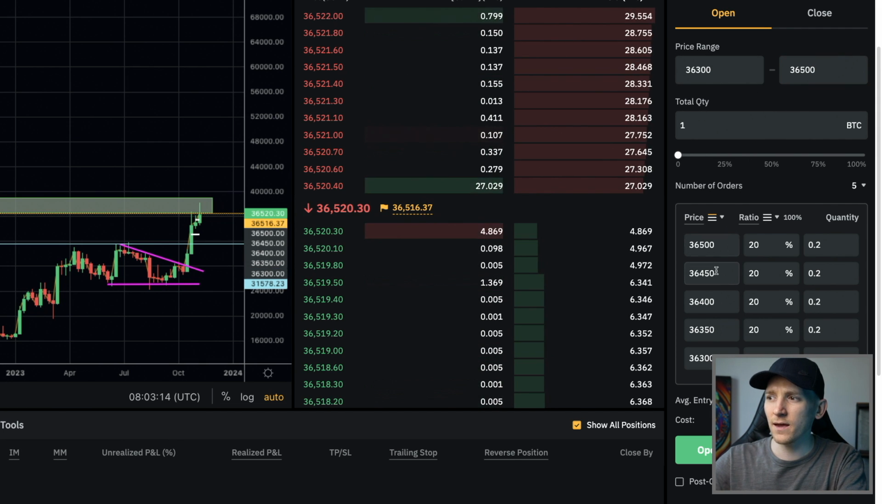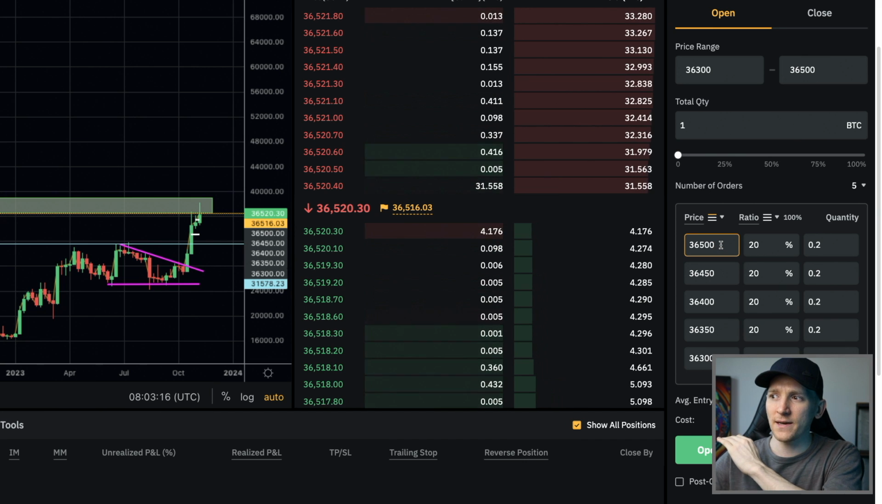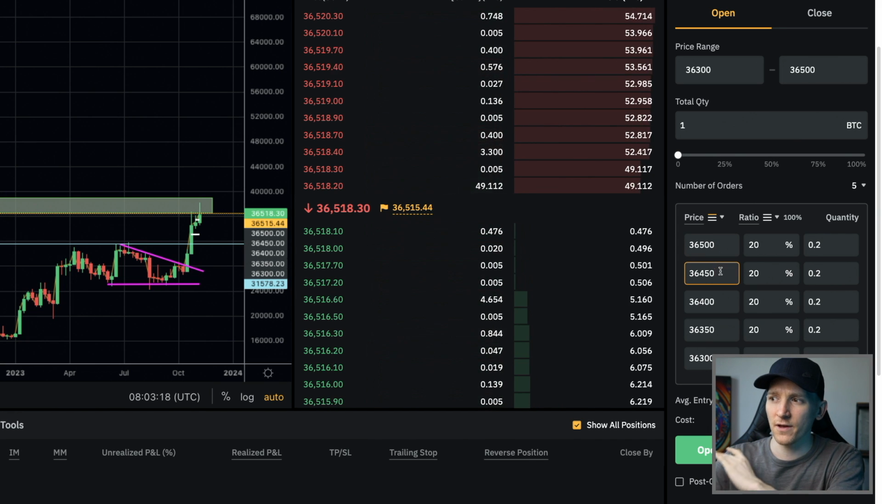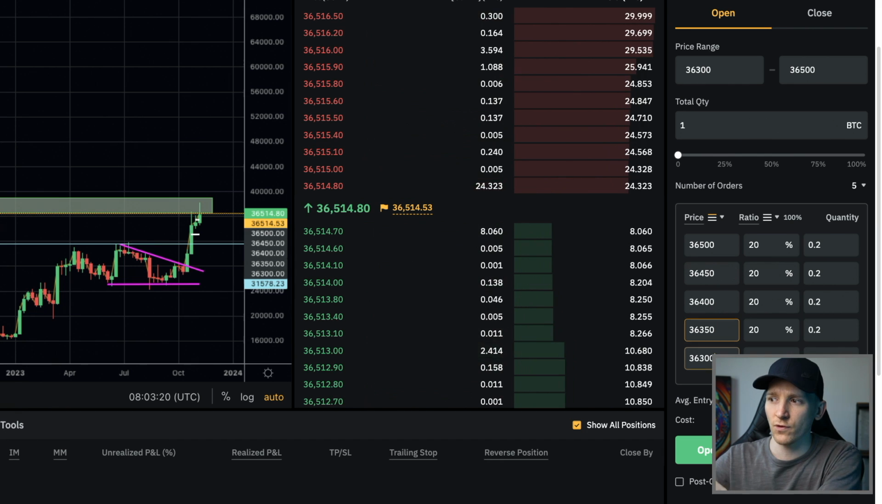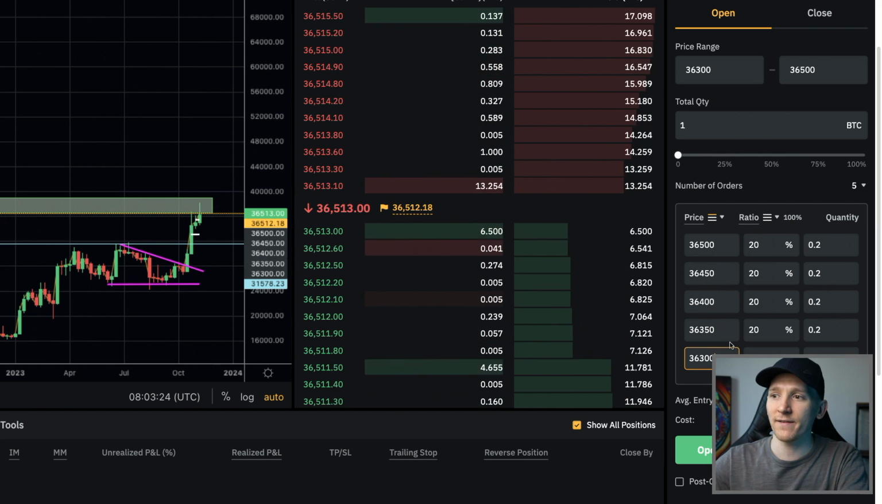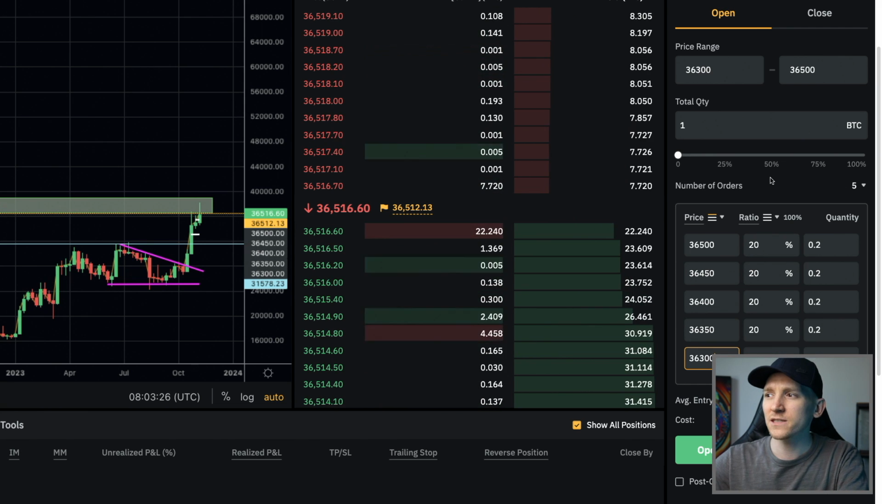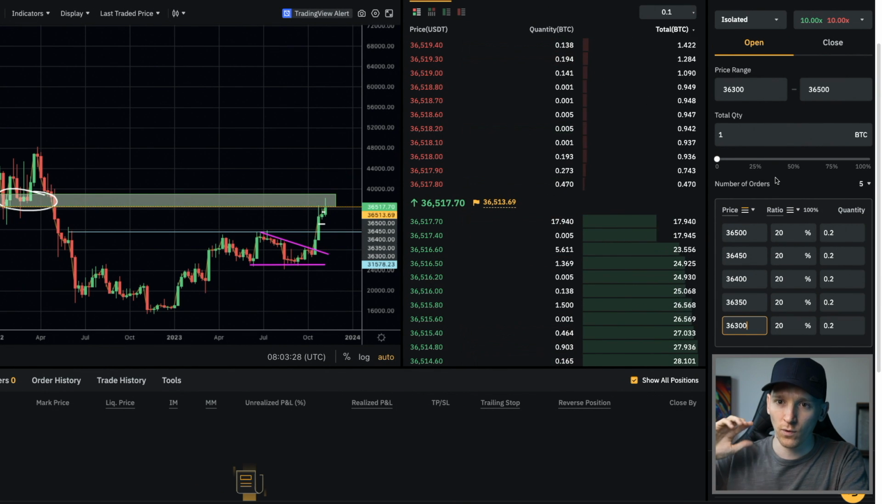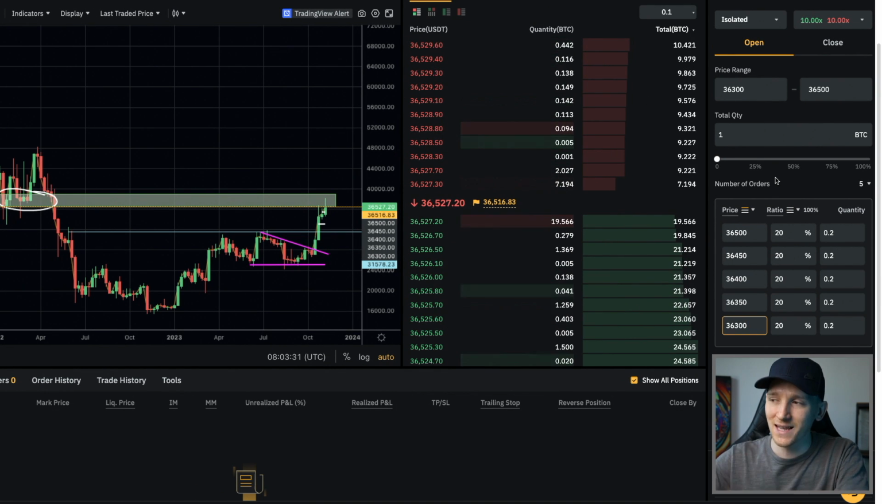And as you can see here, it's doing that. So I've got a bid in at 36,500, a bid in at 36,450, 400, 350, 300. And I just enter all of those bids at once. So I can scale in my trades and bid on the order book, right? Just a little bit more professional way of doing things. When you're looking to buy, I want to scale my orders in.